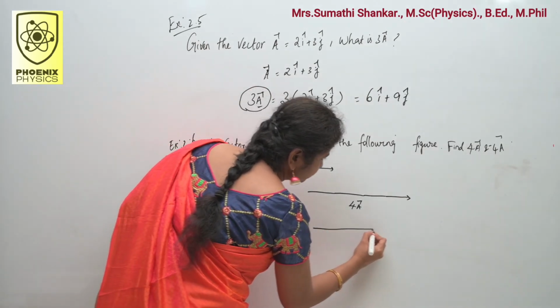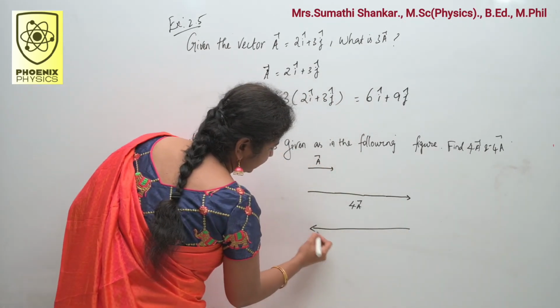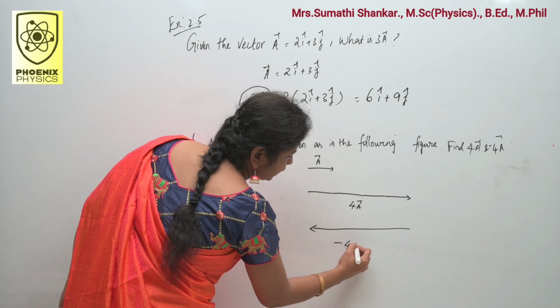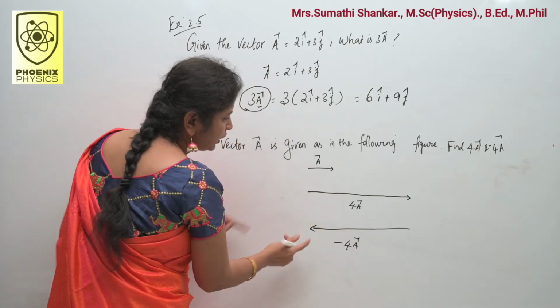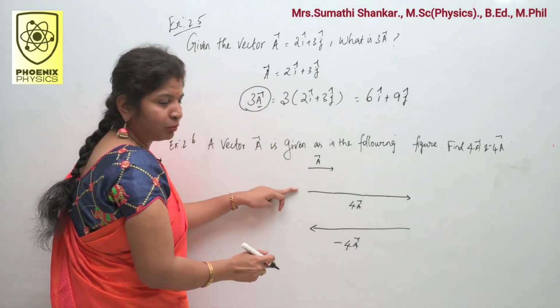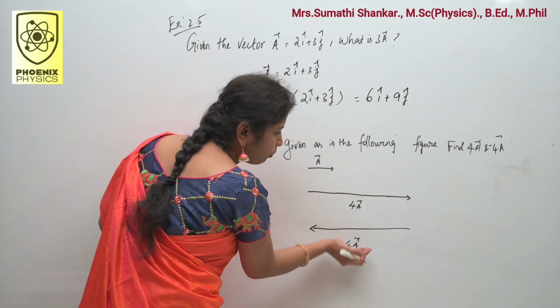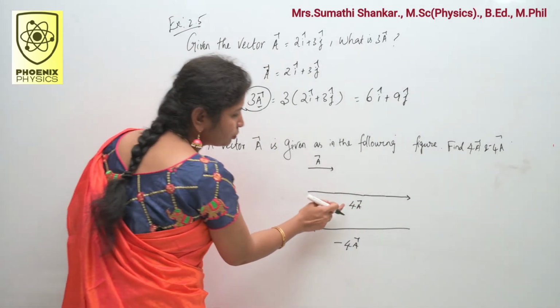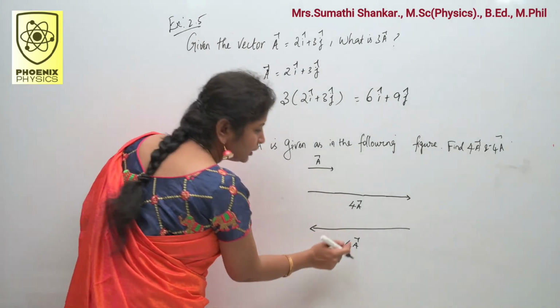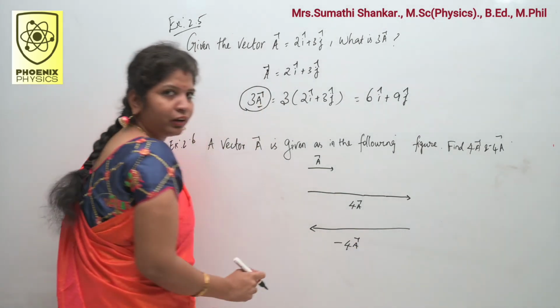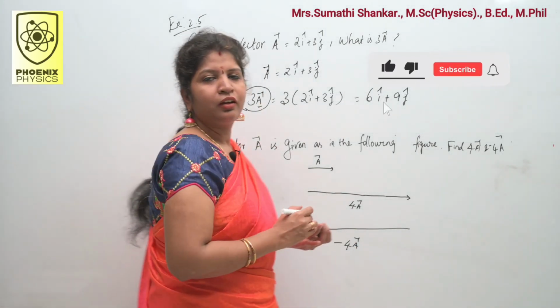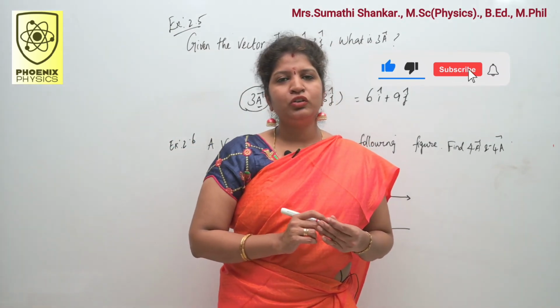Just draw like this. This is minus 4A vector. Here the magnitude is same but the direction is opposite to 4A vector. This is my 4A vector. This is minus 4A vector. Up to this clear?